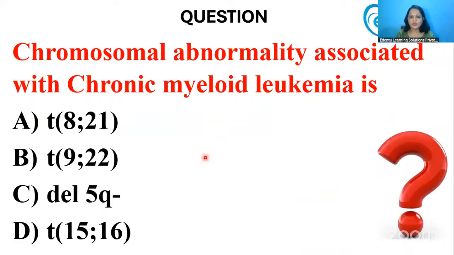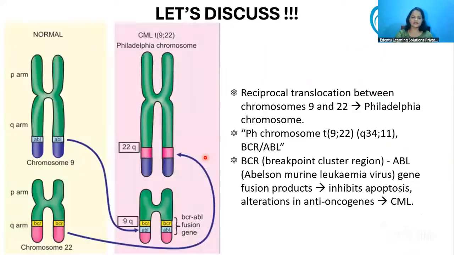The next question: the chromosomal abnormality that is associated with chronic myeloid leukemia is, okay, chronic myeloid leukemia has a special chromosome that is seen, which is called the Philadelphia chromosome. Let's see how it is formed. There is normal chromosome 9 and normal chromosome 22. Chromosome 9 has a region called the ABL region, named after the Abelson murine leukemia virus. It is called the ABL gene.